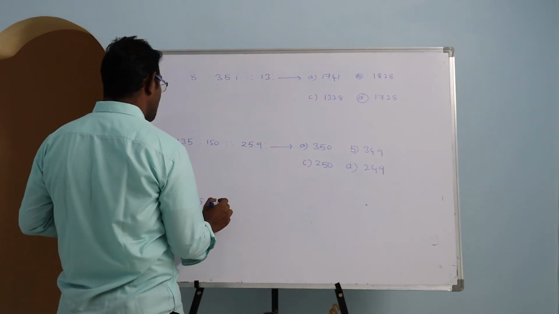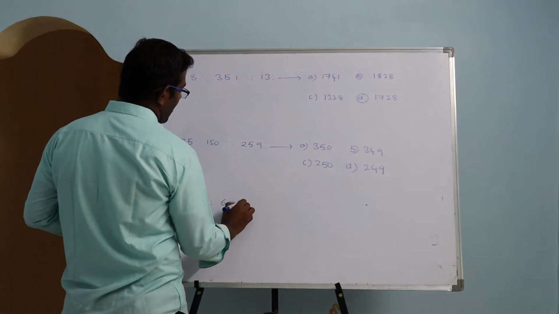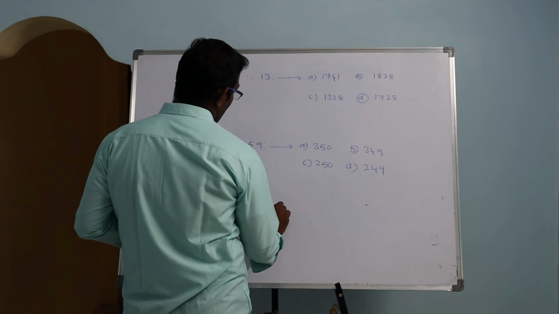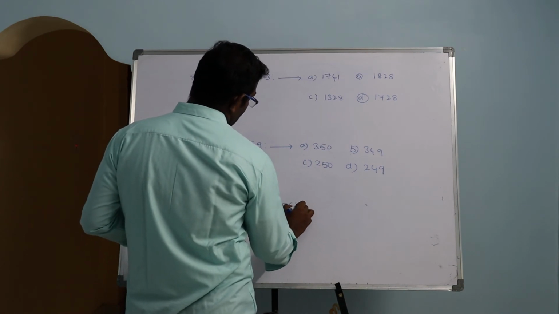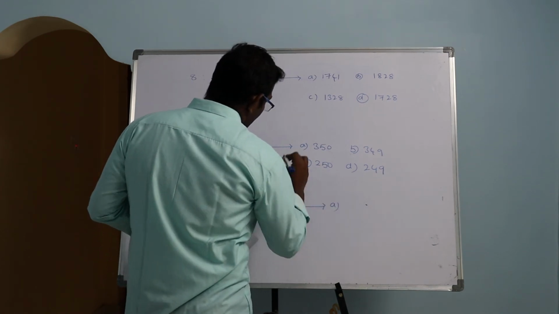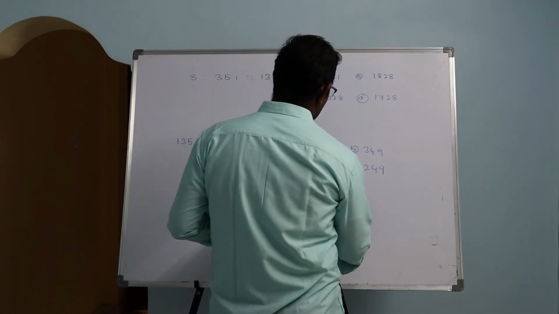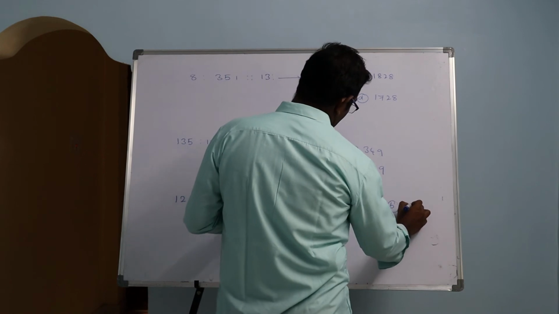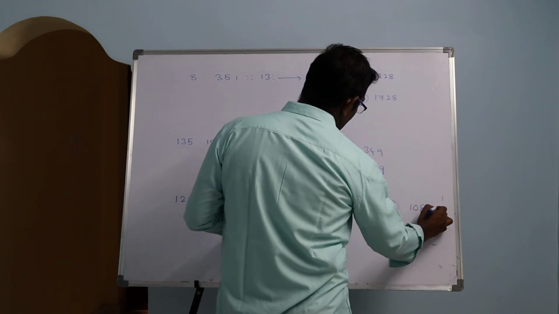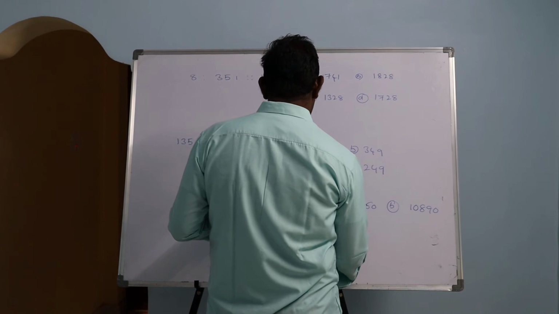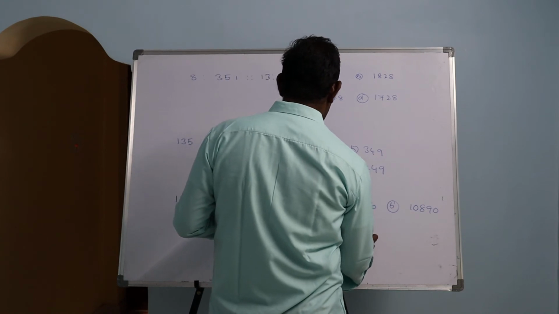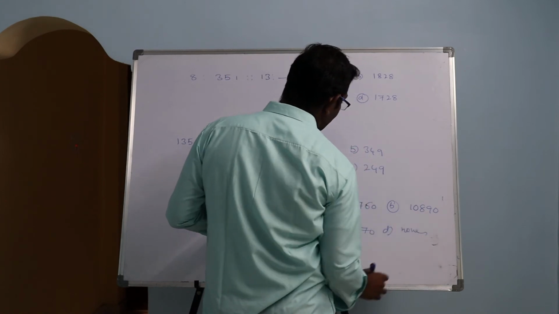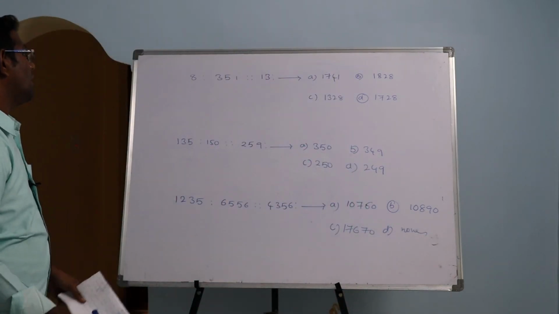1235 is related to 6556 as 4356 is to dash. Option A is 10,760. Option B 10,890. Option C 17,670. Option D none of these.